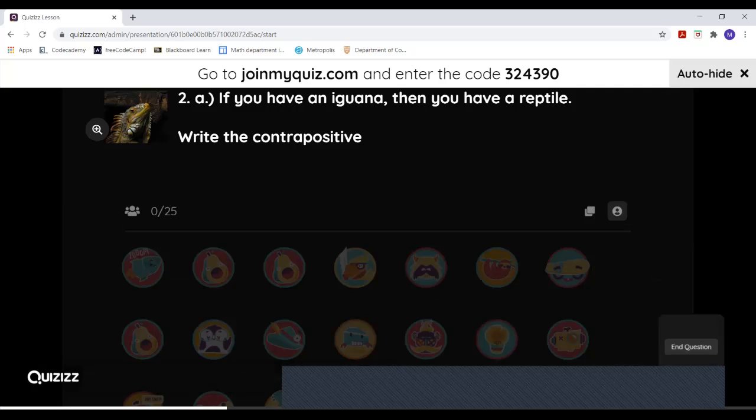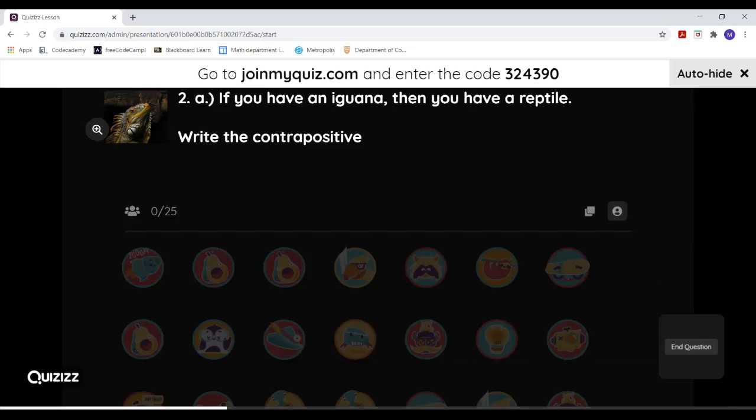And so what I would take away from this is you have a converse, which you swap them. You have an inverse, which you negate the statements, right? You say the opposite. You invert them or negate them. And then you have this contrapositive. So the contrapositive, I was going to tell you, you want to do both. You want to swap and negate.